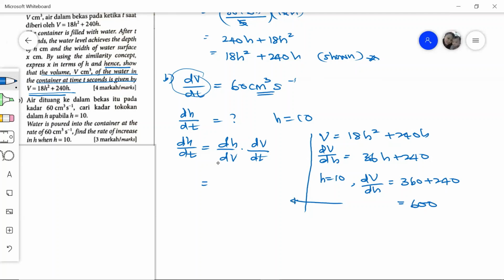So let's put this value in here. We want dH by dV, but we have dV by dH, so let's write its reciprocal, times dV by dt, which is 60. And this is the height over the time, so the unit will be cm per second. So let's simplify. 1 over 10, that is 0.1 cm per second. So that's it for question number 7.